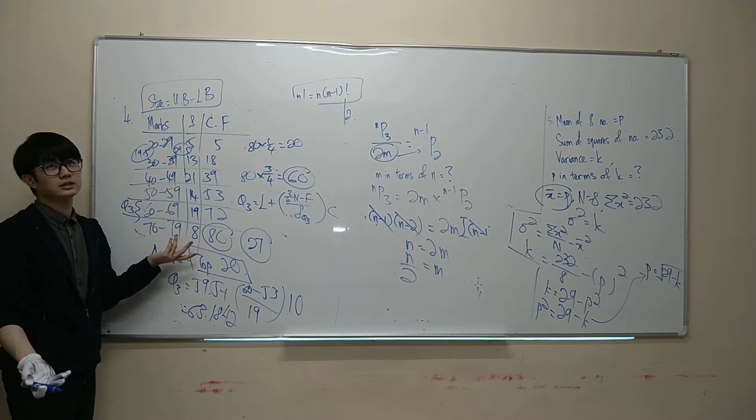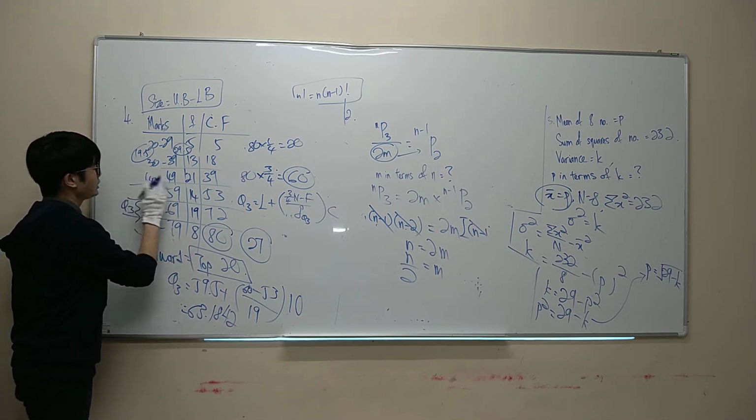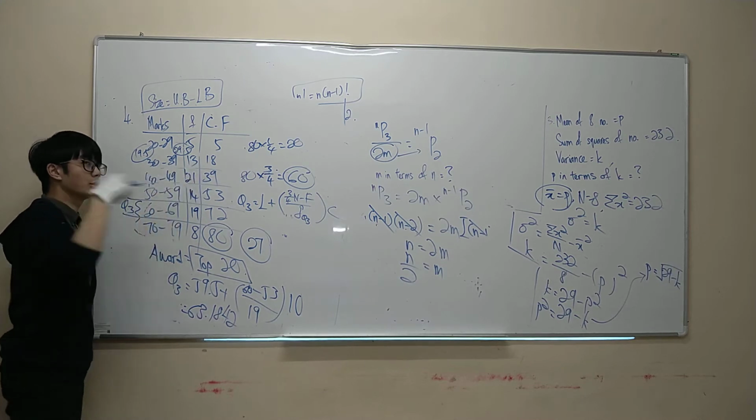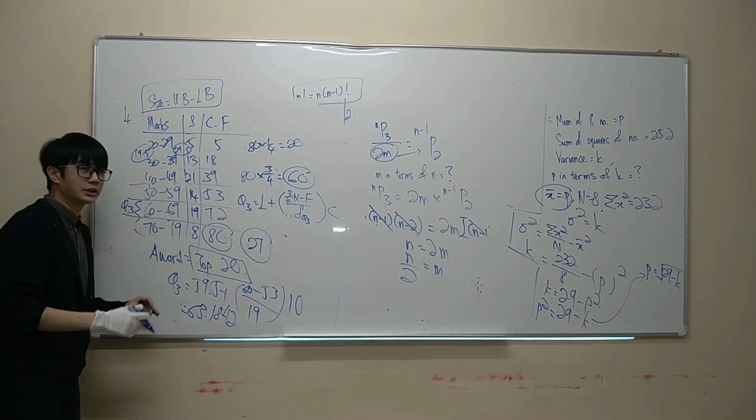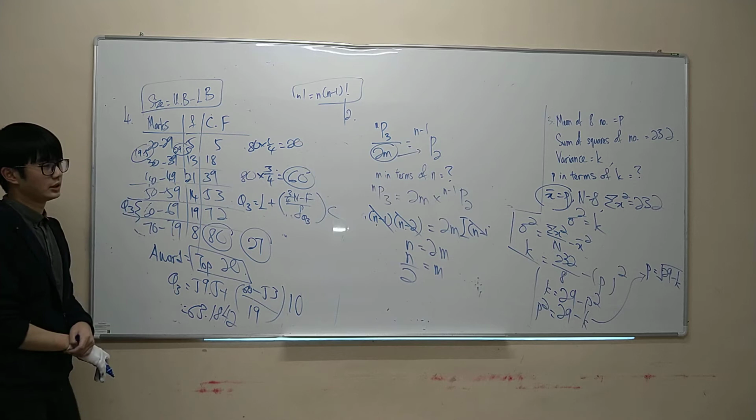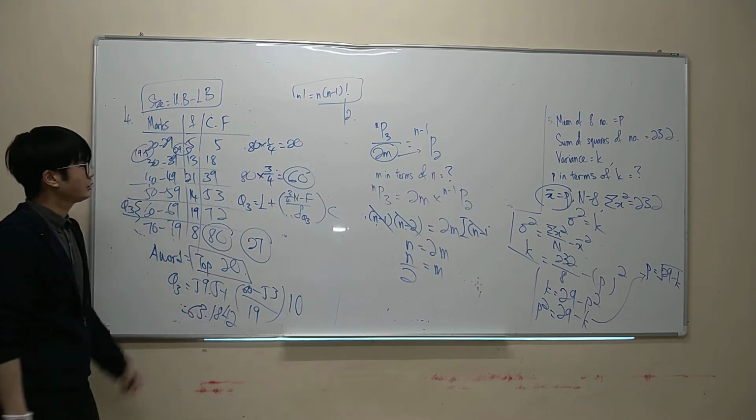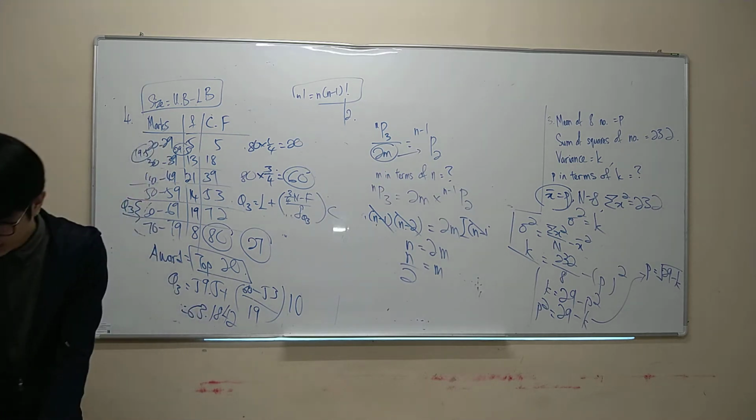It doesn't make any sense, right? So, what you need is to find the Q3, because they say top 20, not lowest 20, the top 20. So, it's the Q3. Okay, alright, hope you understand. Let's look at the next question here.